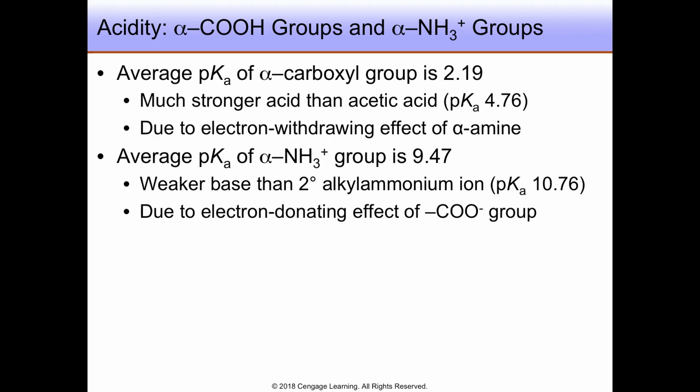Remember, they are very close to each other, with only the central carbon atom between them. By comparing the alpha amine group with a secondary alkyl ammonium ion, we see that the alpha amine is a weaker base, and that has to do with the influence of the nearby carboxyl group and its electron donating effect. The important lesson here is that pKa values for functional groups are influenced by the local environment.